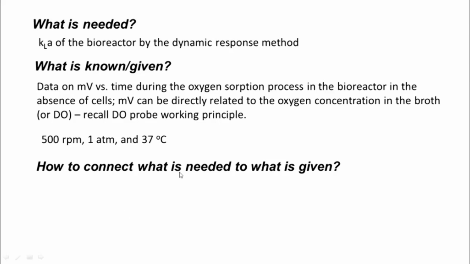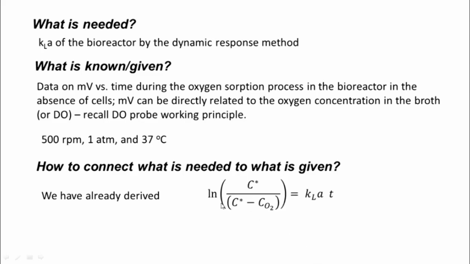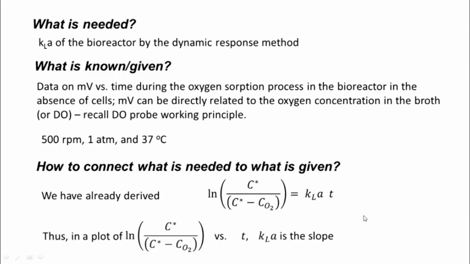The third question, how to connect what is needed to what is given. We have already derived that log of C star by C star minus CO2, where CO2 is the dissolved oxygen level concentration and C star is the concentration in the liquid phase that is in equilibrium with the gas phase oxygen concentration, equals KLA times T. Y equals mx. This is y and T is x. KLA is the slope. Therefore, if you plot log of C star by C star minus CO2 versus T, we'll get KLA as a slope. And now I think we'll go to the spreadsheet in which the calculations were done.